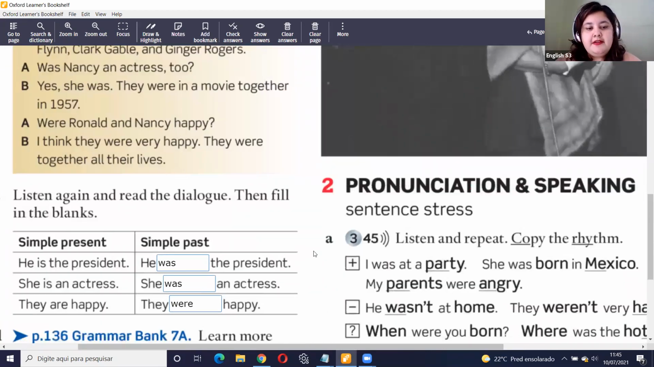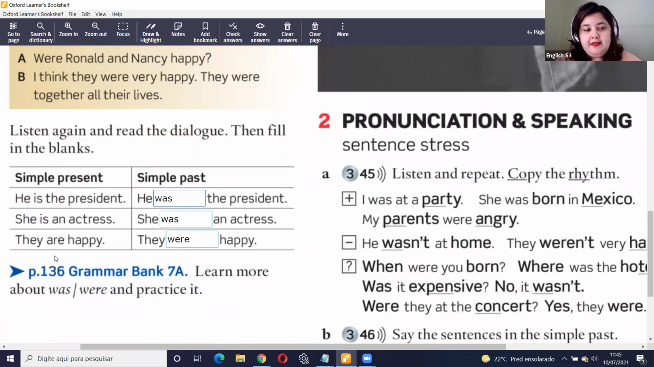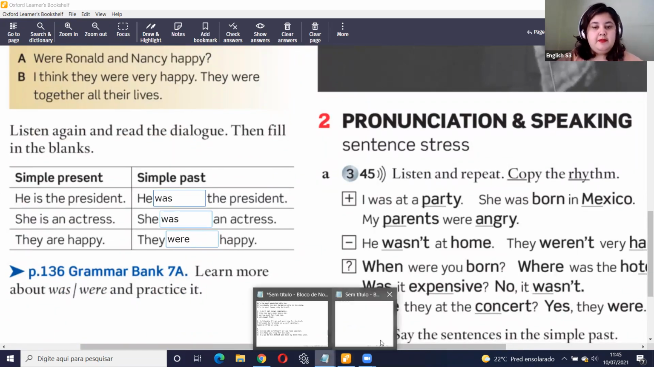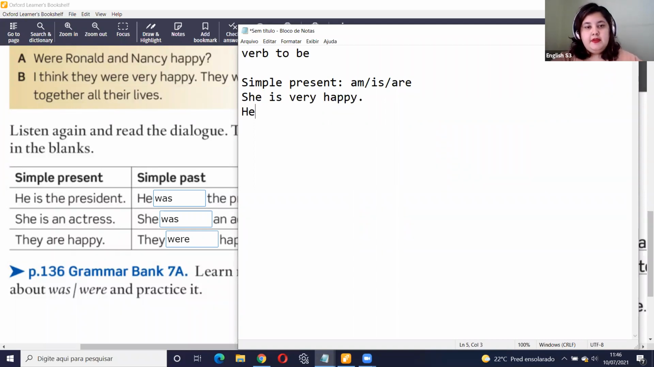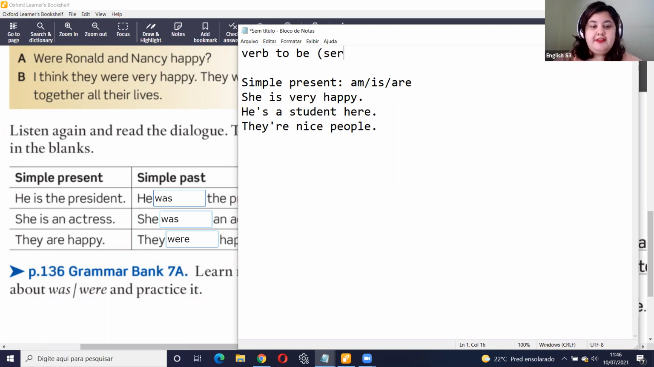Now let me open the notepad to make it easier for us. So basically we see here that we use verb to be in the simple present. So let me write here. Verb to be. In the simple present, we have the forms am, is, or are. She is very happy. He is a student here. And they're nice people. So this is the present. Remember also that verb to be stands for ser or estar. Okay, so we are talking about state in this case.